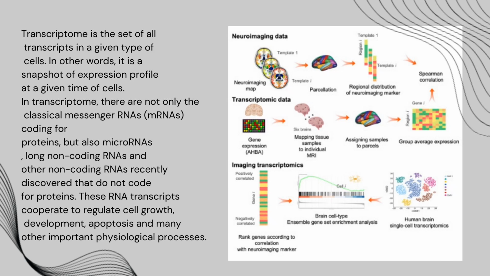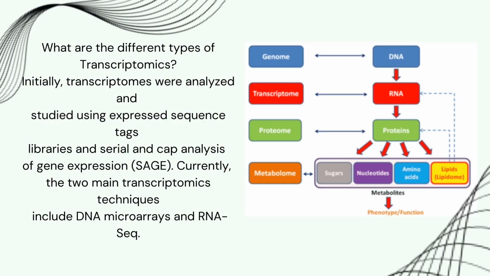In the transcriptome, there are not only the classical messenger RNAs coding for proteins but also microRNAs, long non-coding RNAs, and other recently discovered non-coding RNAs that do not code for proteins. These RNA transcripts cooperate to regulate cell growth, development, apoptosis, and many other important physiological processes. What are the different types of transcriptomics? Initially, transcriptomes were analyzed using expressed sequence tags, libraries, and serial and cap analysis of gene expression. Currently, the two main transcriptomics techniques are DNA microarrays and RNA sequencing.